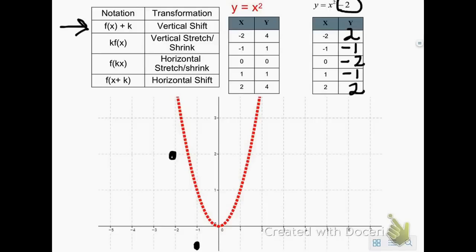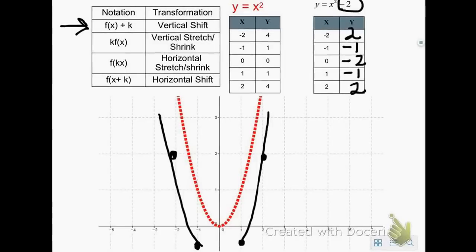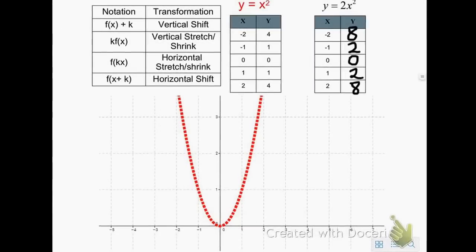I don't have room on my graph to graph 0, negative 2. I can graph 0, negative 1 would go here, and 2, 2 would go here. So if I connected my points to make the parabola, my graph would look something like this. Again, the same parabola shape, it's just shifted down 2 units. Vertical shift down 2.